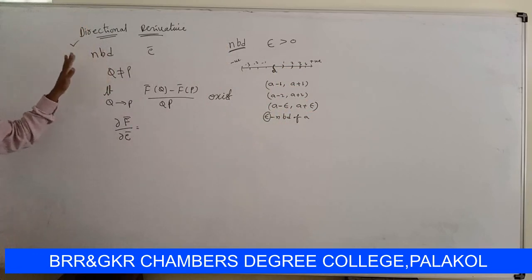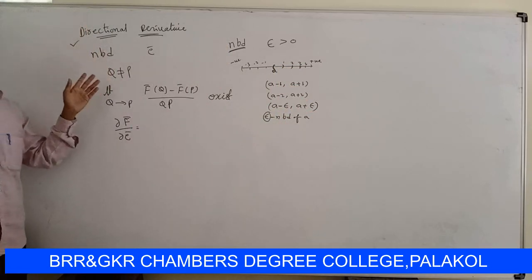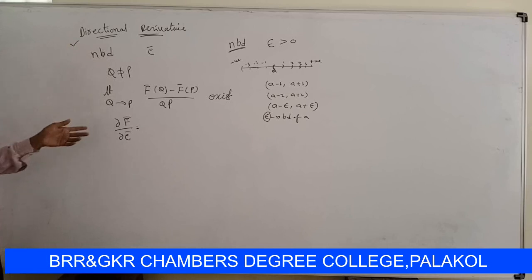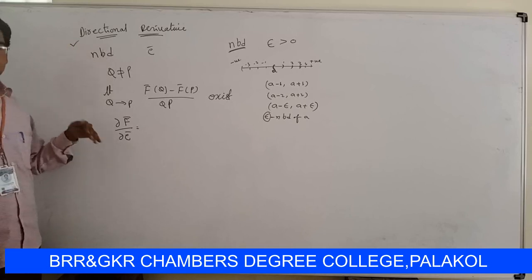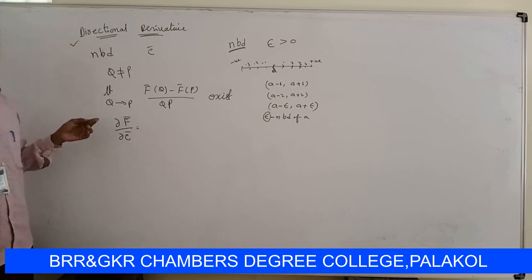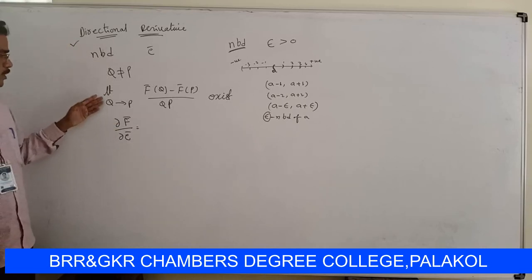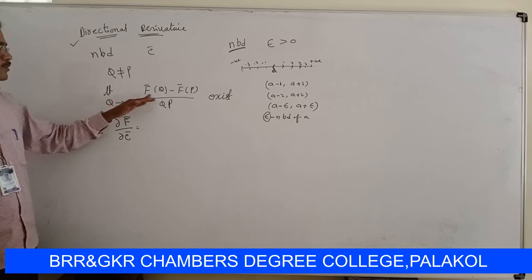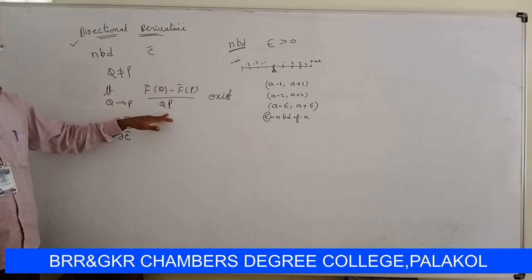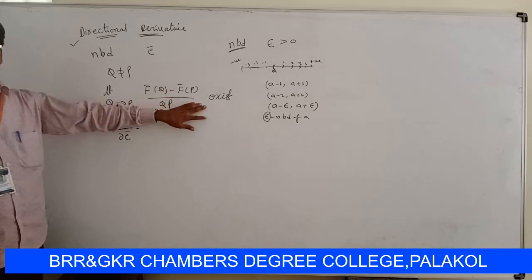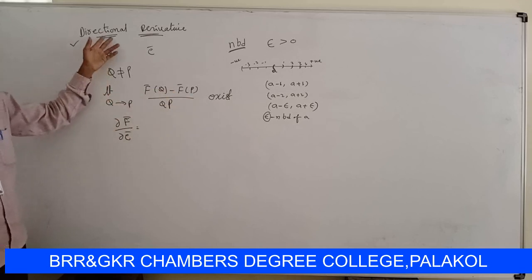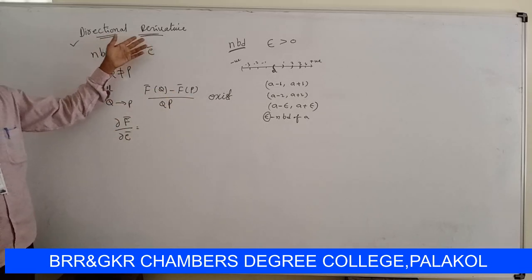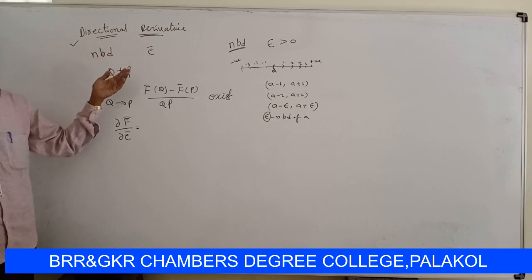So f is a vector point function defined on a neighborhood of D and P is a point, and let L be a ray in the direction of the unit vector E bar. Then if the limit as Q tends to P of f of Q minus f of P by QP exists, the limit is called the directional derivative of f at P in the direction of E bar.